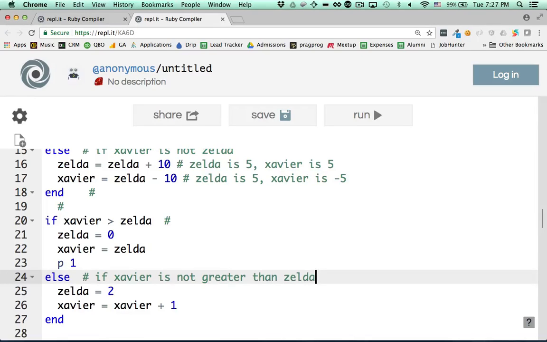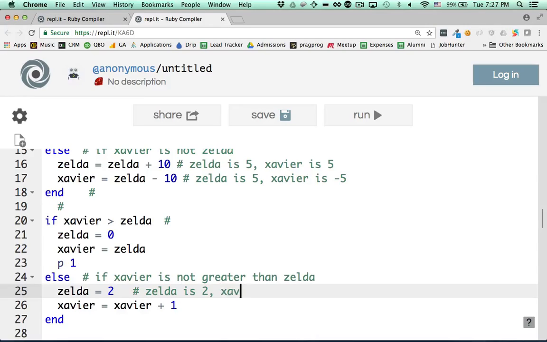Great. Do we run line 25? So Zelda is now 2. Xavier is still -5. Line 26, do we run that? We do, because we're still in this else condition. So if we run line 25, it means we also run line 26.